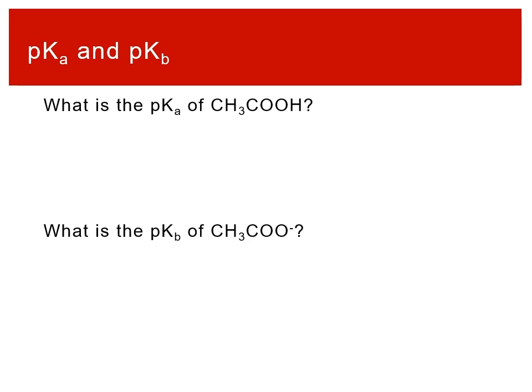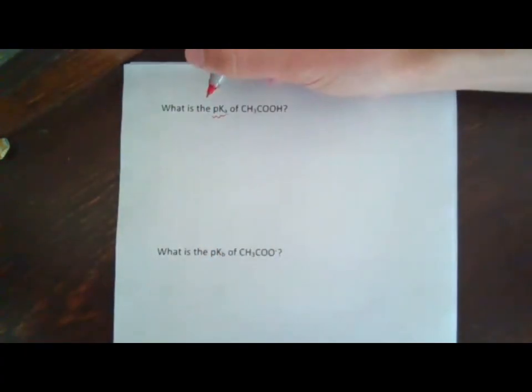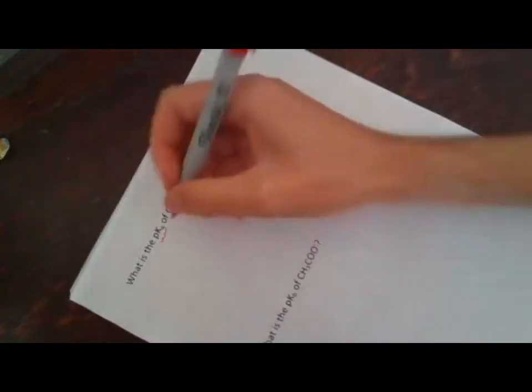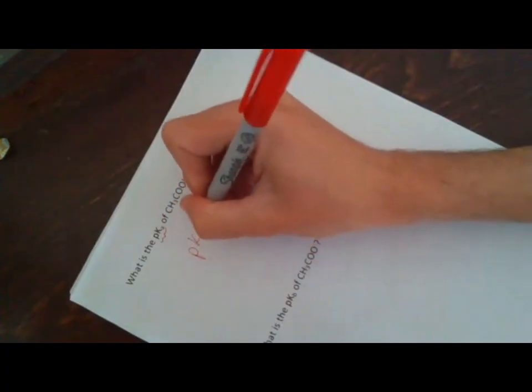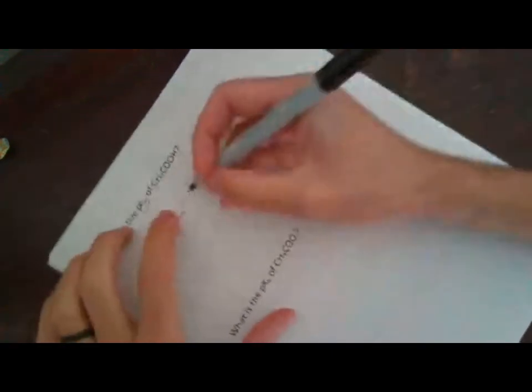So let's look at some examples. What is the pKa of acetic acid, CH3COOH, and what is the pKb of acetate, CH3COO-? So I want to know the pKa of my CH3COOH. And so pKa is equal to the negative log of the Ka. So P always just means negative log. So we just take the negative log of that value.